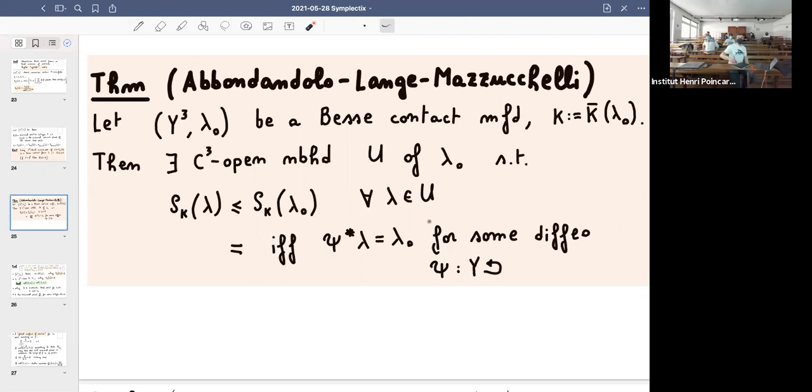Okay, so this is the statement, and I believe I have some 12 minutes left. I'm going to quickly sketch the proof, unless there are questions on the statement.